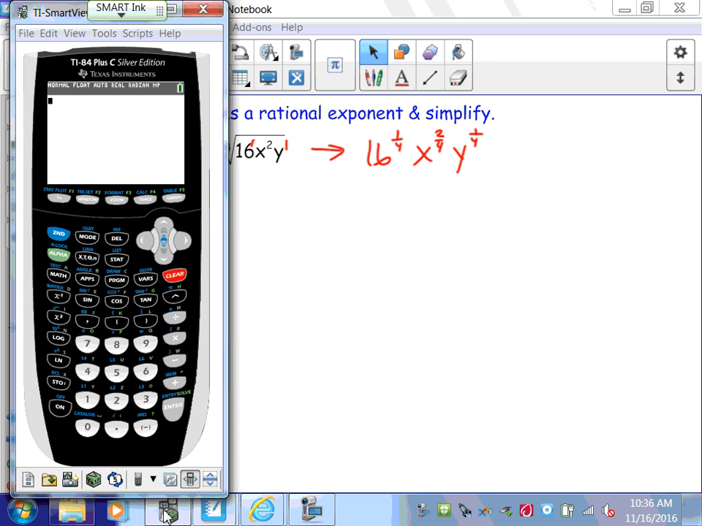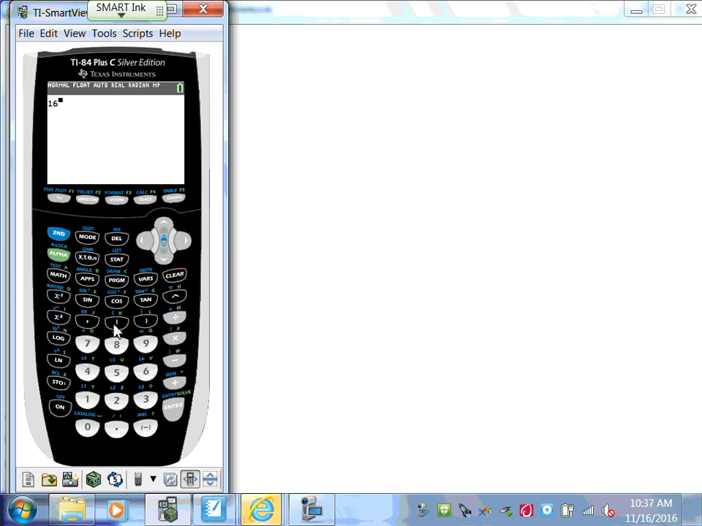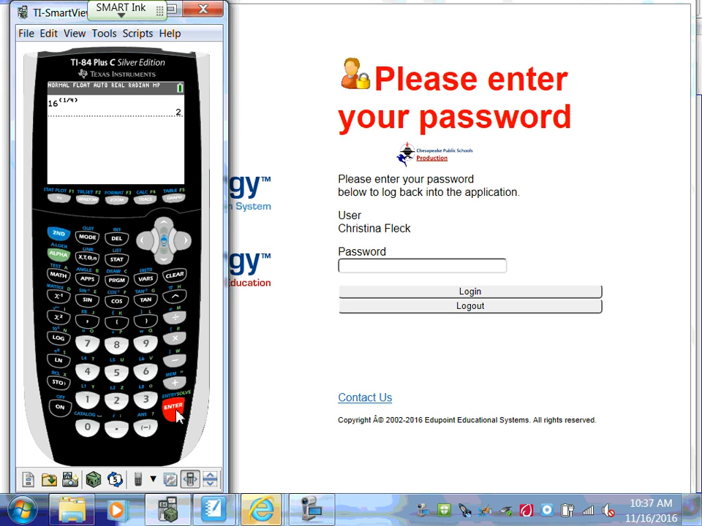Really quick, did you know that you can type in rational exponents with a calculator? Just go 16 to the, and then either use a fraction or I just do parentheses 1/4, because we're trying to find that fraction thing. Hit enter. Now, since you did take it to the 4th power, don't forget plus or minus.